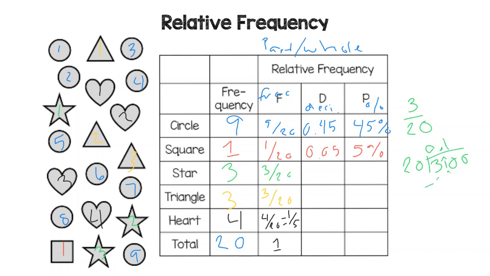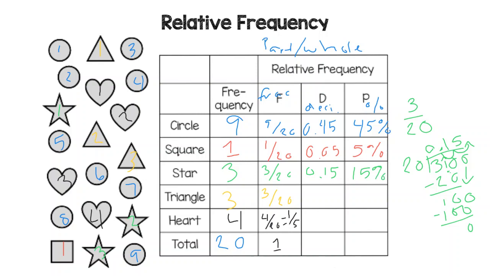1 times 20 is 20, so we're going to subtract 20. And we're left with 10. Then we have to bring down the 0, and 20 goes into 100 5 times. And 5 times 20 is 100. So our answer is 15 hundredths. And we're going to take our decimal and move it 2 places to the right to get our percent, and we get 15%.